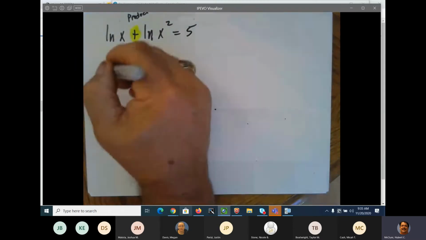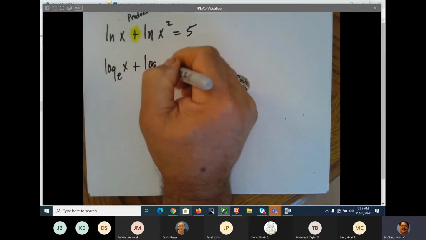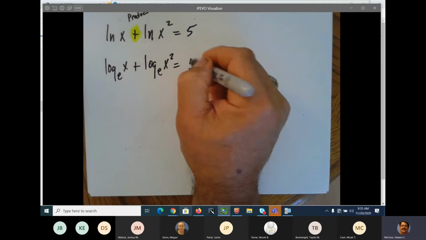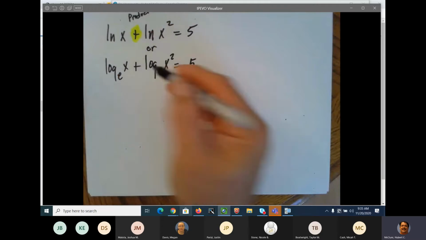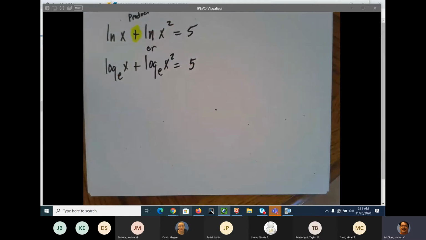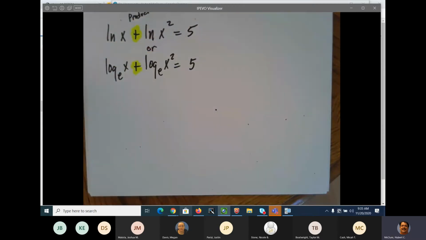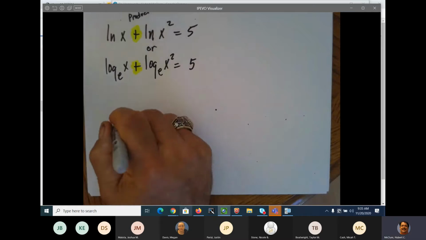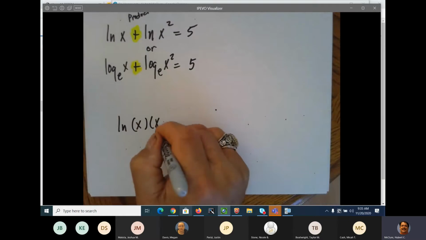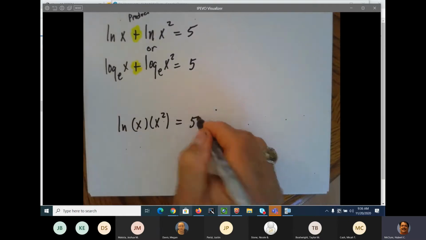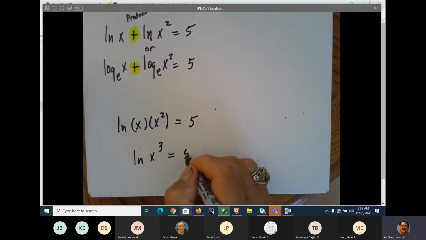Now, could you change this to log base e of x plus log base e of x squared is equal to 5? You sure could. There's nothing wrong with writing natural log as log base e. If you like working with log, then there's no problem with it. Either way, you're going to get the same thing. Natural log of x times x squared is equal to 5. Natural log of x cubed is equal to 5.